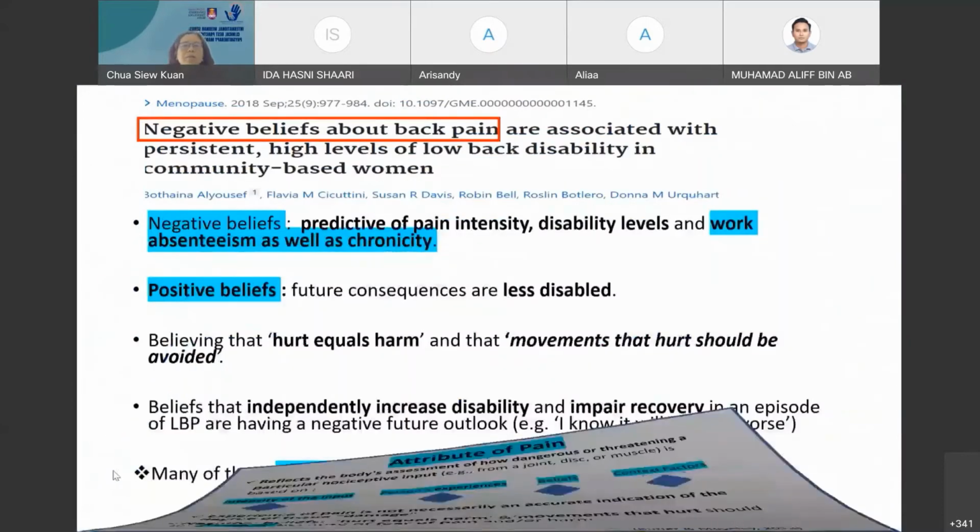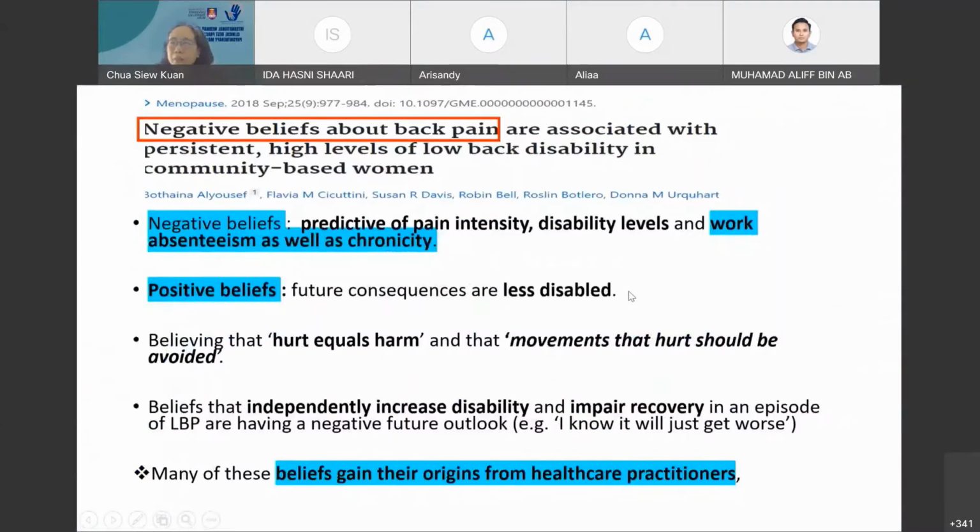Okay. So the belief is important. Wherever there is a negative belief, if you found when you assess and interview a patient that your patient also has a negative belief, always thinking hurt equals harm, that movement will hurt more, then you need to stop them from that kind of thinking.